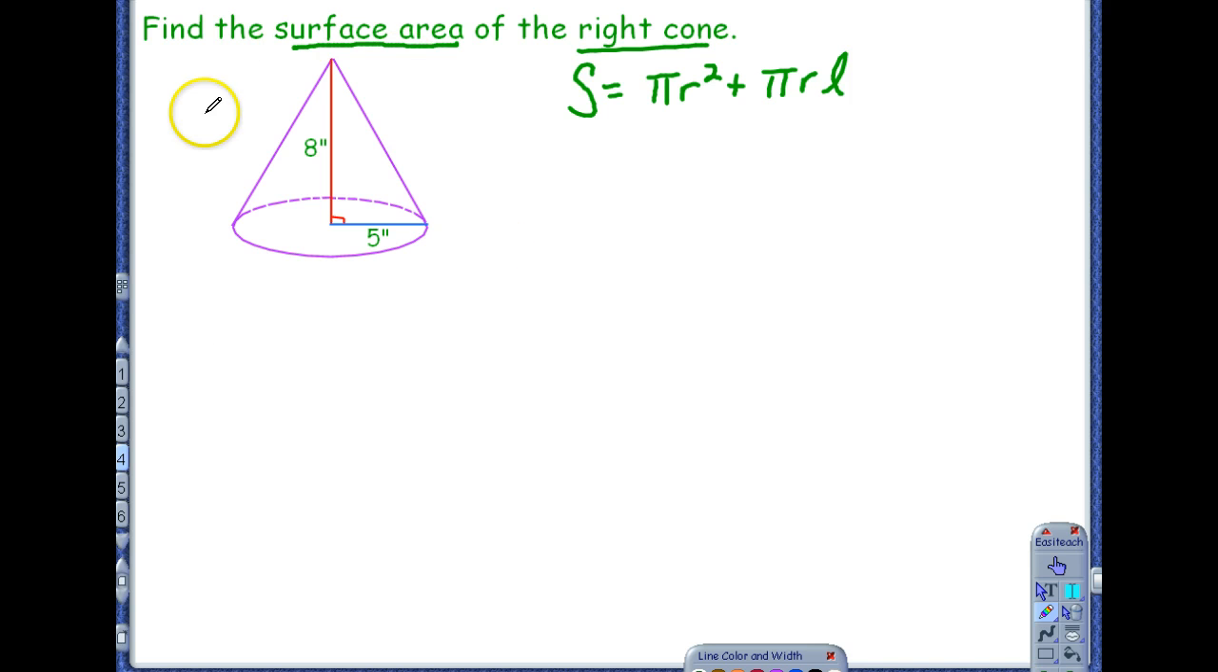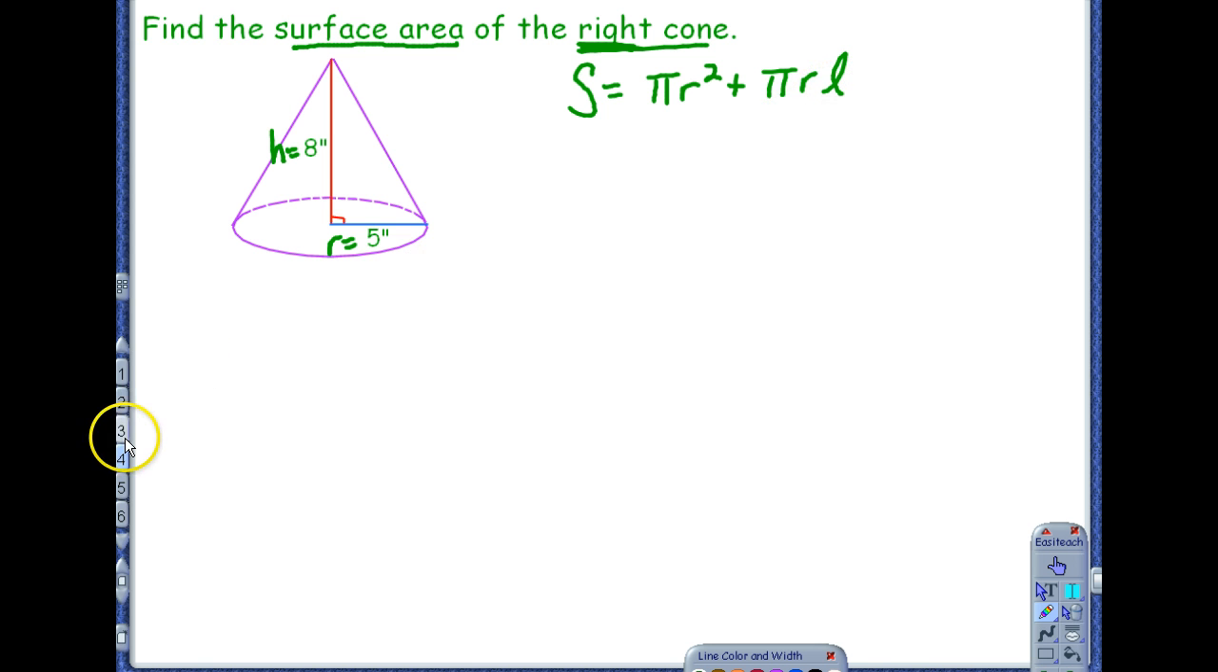So let's look at the cone that they're giving you. They're telling you it's a right cone, so that's why we can use this formula. What information are they giving you? Well, they do give us the radius, which is great. That's 5. However, they don't give us the slant height. They give us the actual height, so I'm going to put H for that. Now, is that the same thing as the slant height?